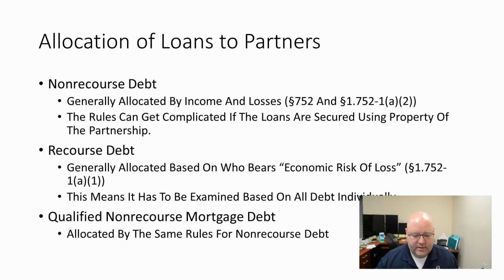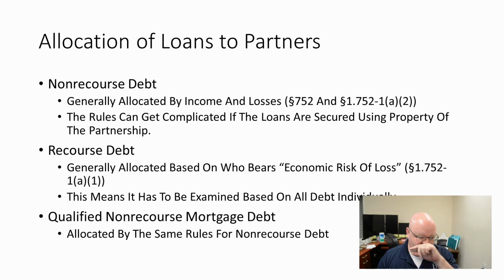So if we go out and borrow $100,000 for the partnership, and this time I want all of it to come to me, I'm going to bear the economic risk of loss because maybe I have more money than my partner does. So we're going to borrow $100,000, and we're going to tell the bank I'll take the hit if for some reason something happens. With recourse debt, it's going to be allocated 100% to me. Now, if we did the recourse allocation 50-50, it's 50-50 to each one of us. It has nothing to do with income and losses.